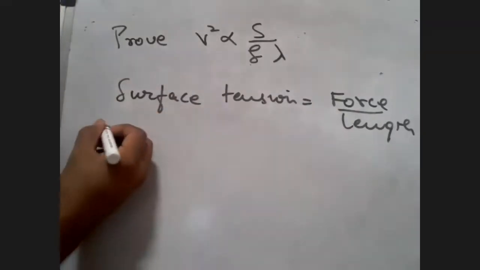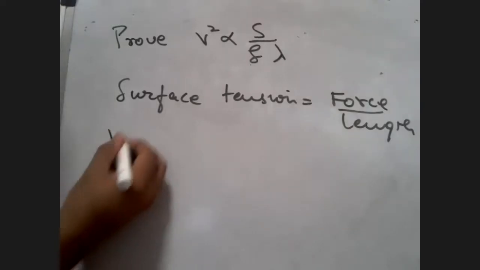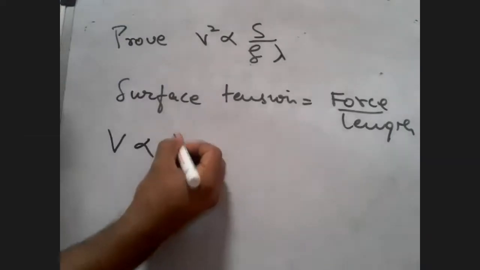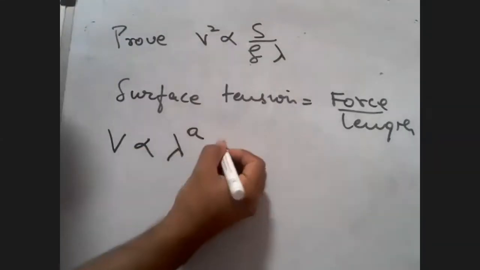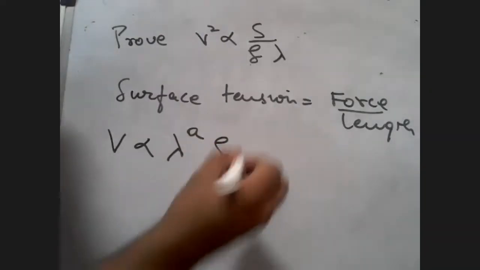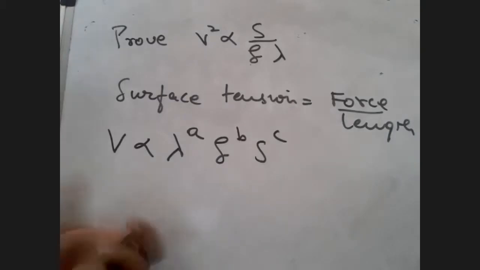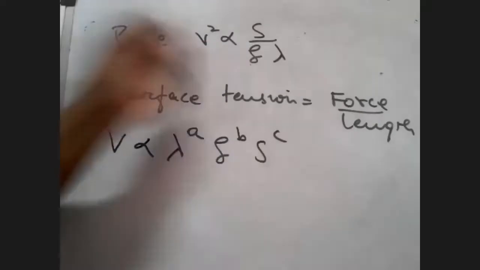So look here. Forget v squared. I know v is proportional to lambda raised to some a, it can be -1, whatever, density raised to b, and surface tension raised to c. Ultimately, I should solve all this and I should get this equation.